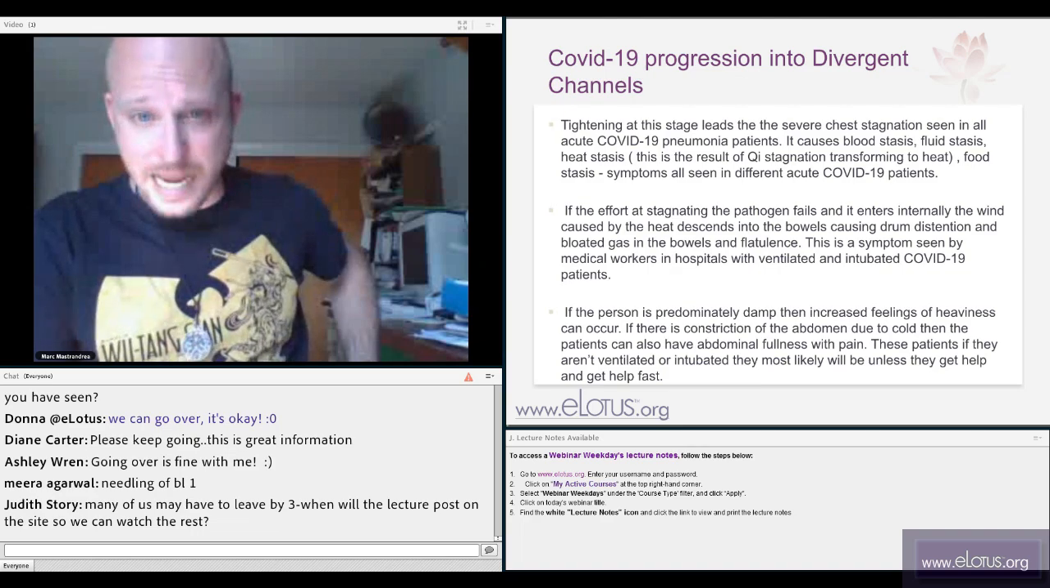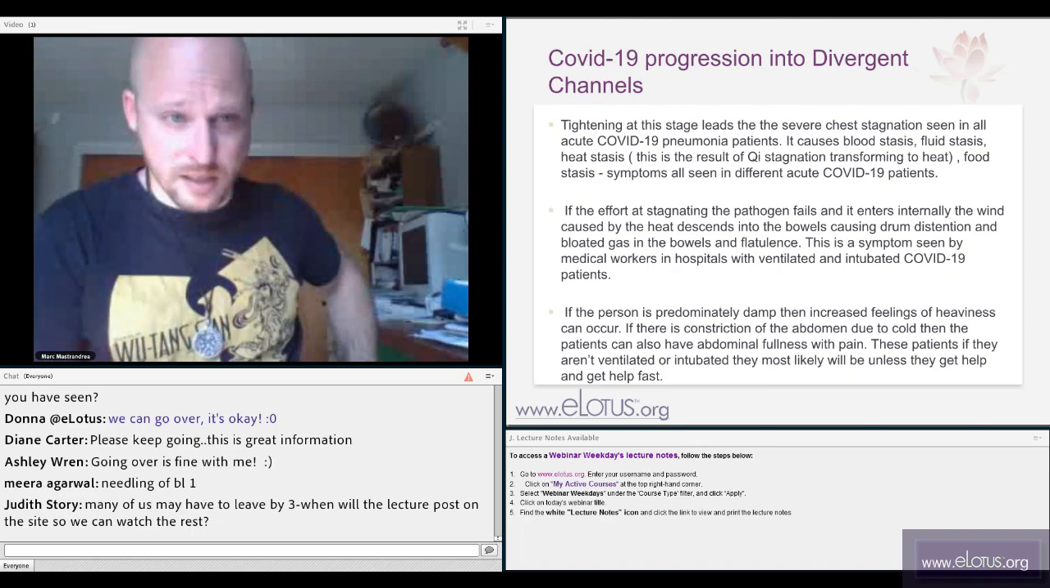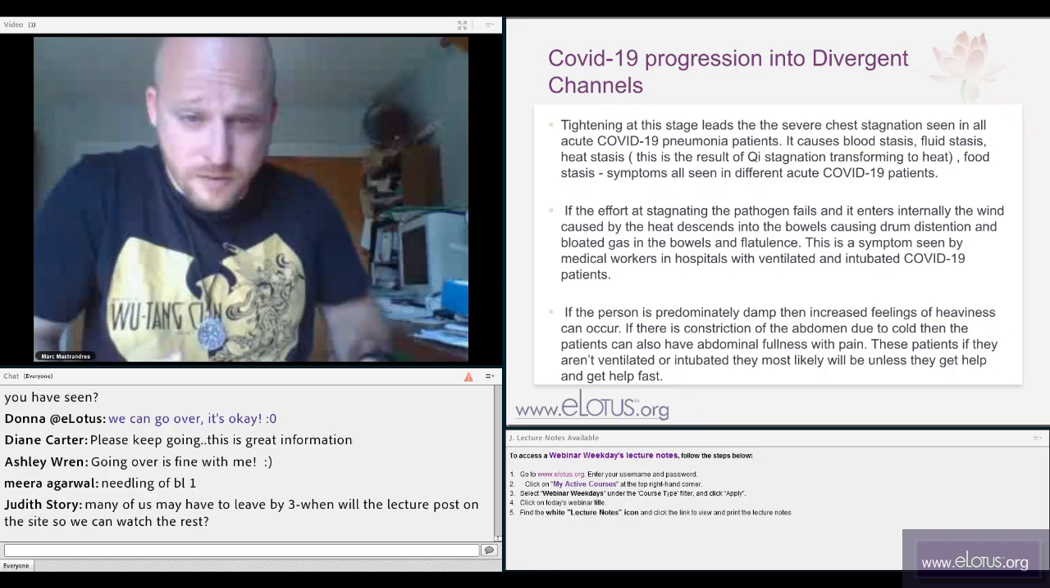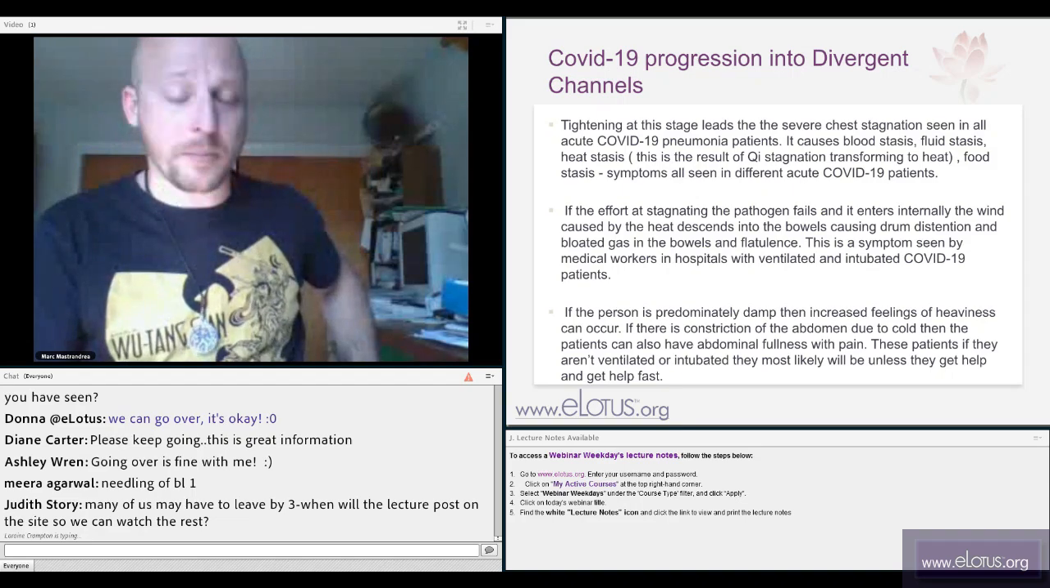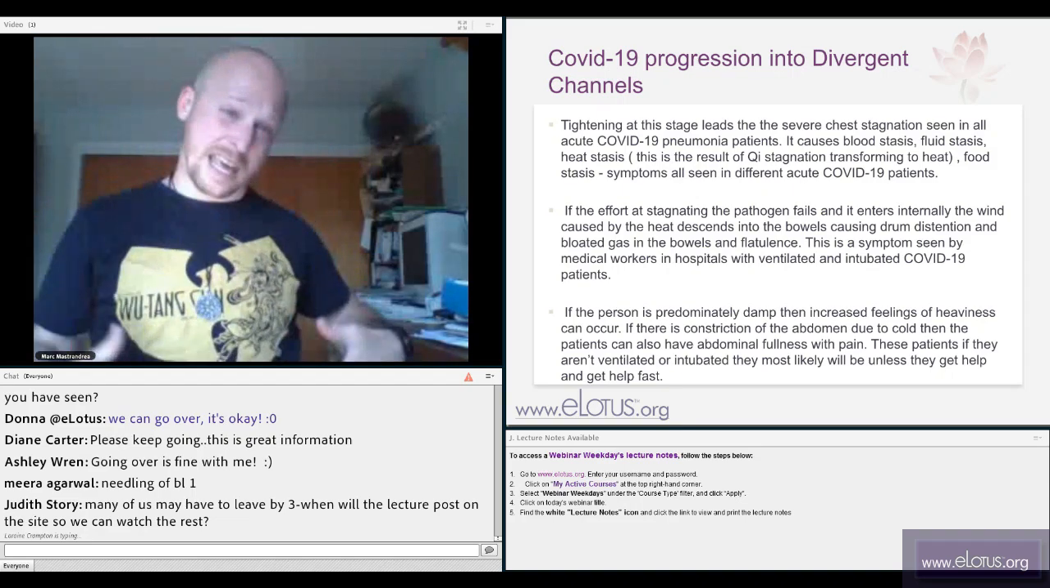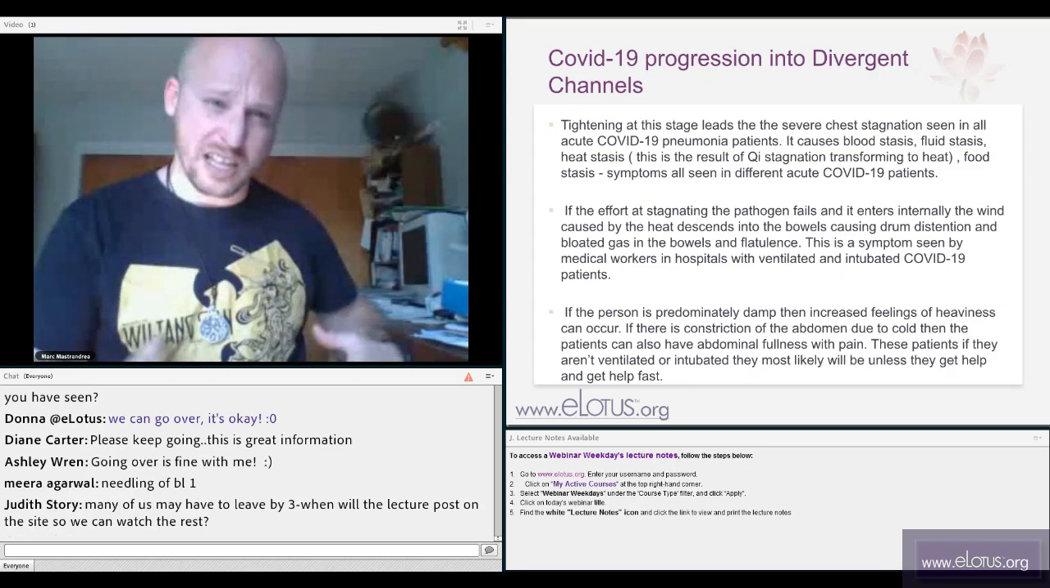If the person is predominantly damp, you'll also have feelings of heaviness in this. They just can't move, and they're constricted. They're very heavy. If there's constriction of the abdomen due to cold, then the patient can also have abdominal fullness and pain. Whereas if it's just gassy, they might not have pain. But if it's cold, it's starting to develop.